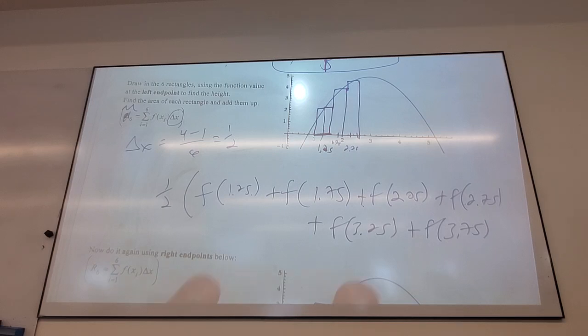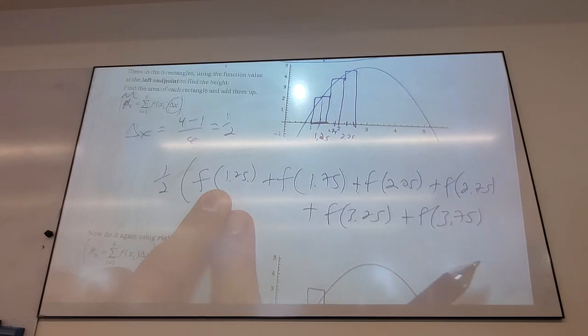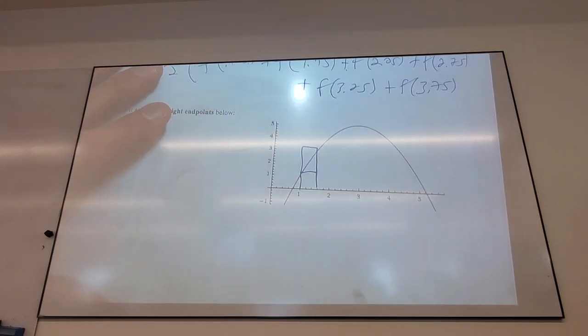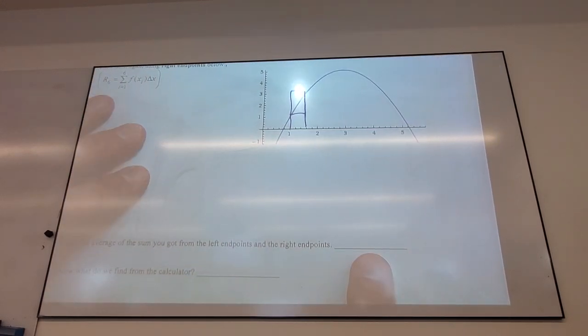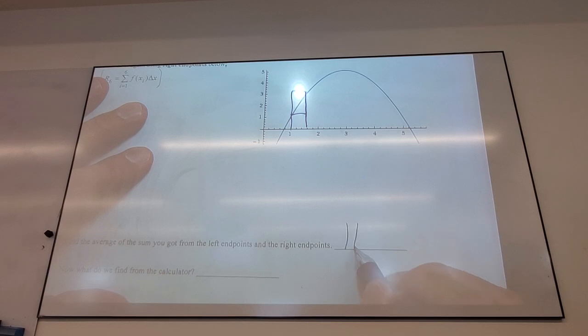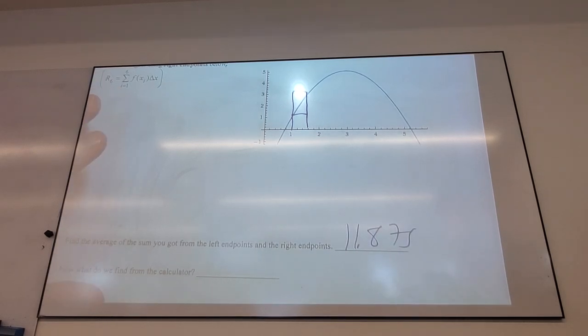Now you just plug and chug, right? You can make the table and use the calculator like we did before. Are you with me? Does anybody still have this? What did we get? 11.875. Yeah, that's what we got after averaging.